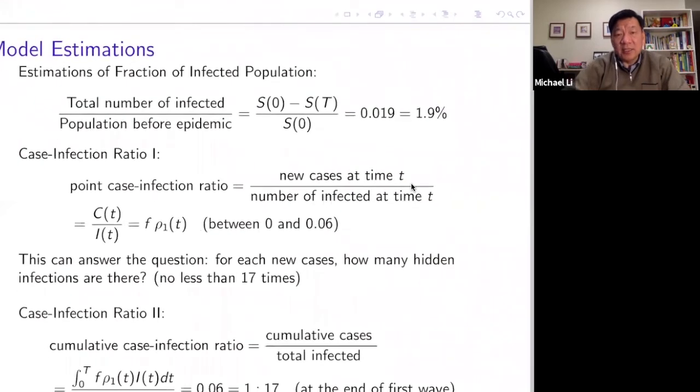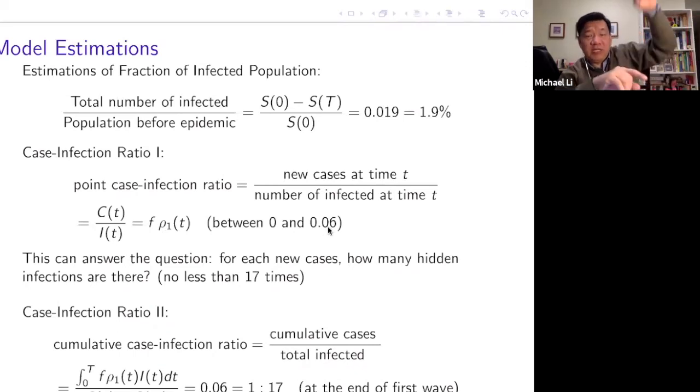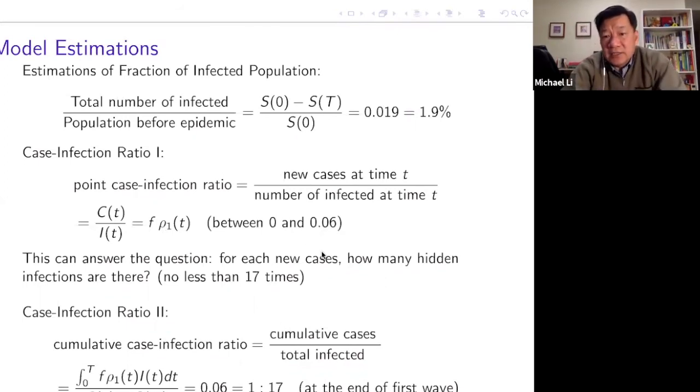Now you can compute the proportion: the population at the beginning, and at the end of the time, the S of T, which you can read from that blue curve and divide by the regional population. We got about 2% of the population being infected in Alberta at the end of the first wave, at the end of May. And the case infection ratio you can read out from this F times rho 1 of T. At the beginning it's kind of low; at the peak time it's high, about 0.06. If you convert it into the case infection ratio, for one case identified you will probably have 17 cases you don't know. The intuition from Alberta Health surveillance people is that it's about 1 to 10, so we're in the right ballpark. The intuition agrees with what we did here.